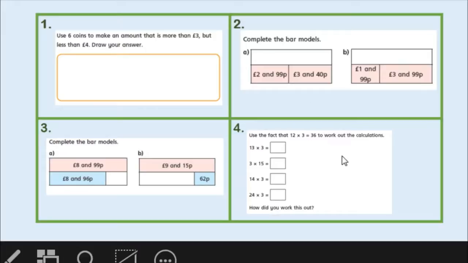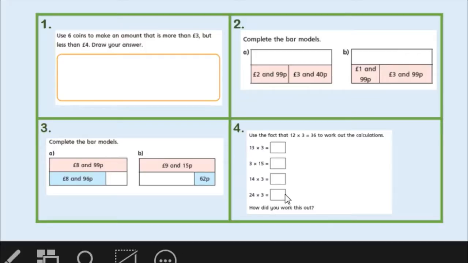And then for your last one, number 4, use the fact that 12 times 3 is 36. We know that 12 lots of 3 is 36, or 12 groups of 3 is 36. So what would 13 groups of 3, so one more group of 3, equal? Could we do 3 times 15 using that fact? Could we do 14 times 3? What would 24 times 3 be? If you know 12 times 3, what would 24 times 3 be? Think about what you've got to do to 12 to get 24, so what you're going to have to do to this answer to get this answer. You're just using the facts that you know to find the answers to other number facts.